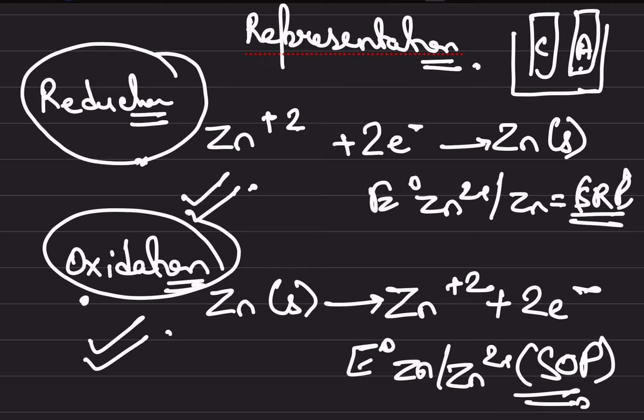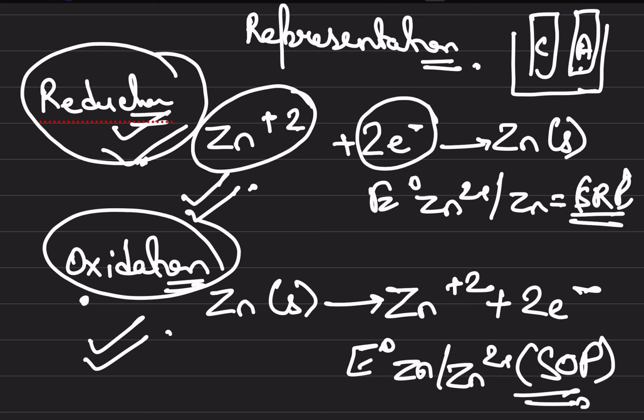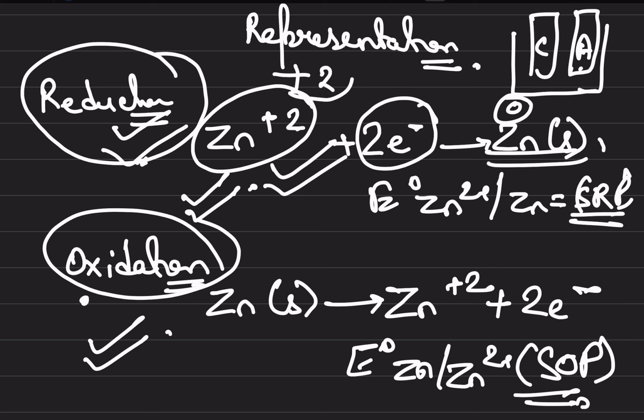In the reduction reaction there is a gain of electrons. Zn2+ gains 2 electrons and makes solid Zn. It is being reduced from the +2 state to the 0 state. Here the Zn state is +2, here the Zn state is 0. This is the reduction reaction of Zn2+: Zn2+ going to Zn.